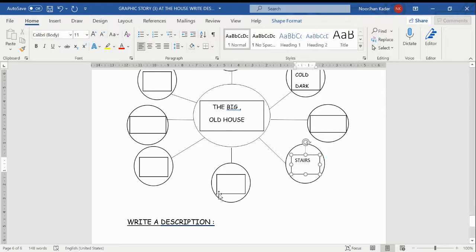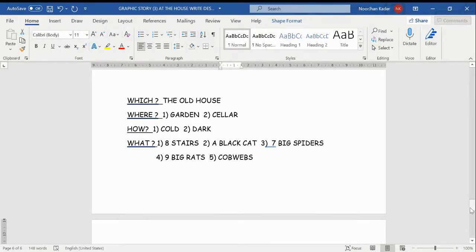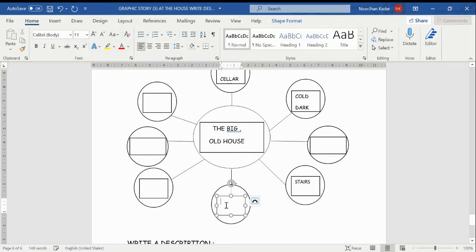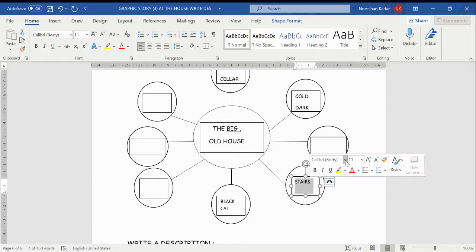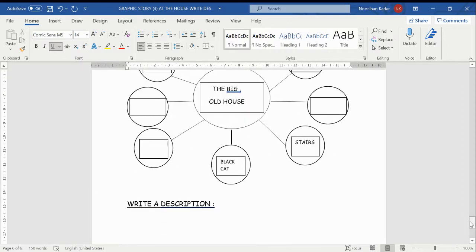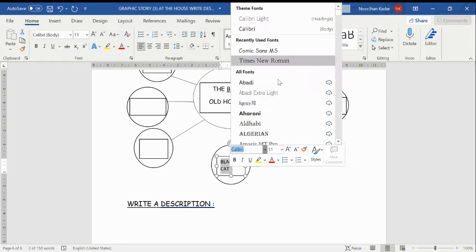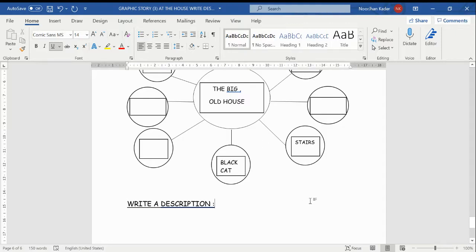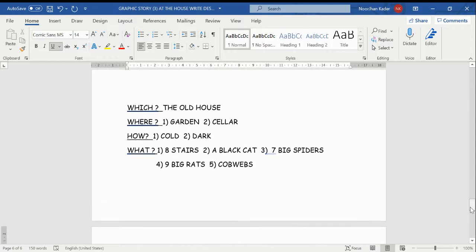Okay, we put in all the things that we can find in the cellar first. What Misty finds in the cellar first? Cat, black cat. Okay, I changed the stairs. Okay. Black cat. Okay, done. What else? What can we see in the cellar?